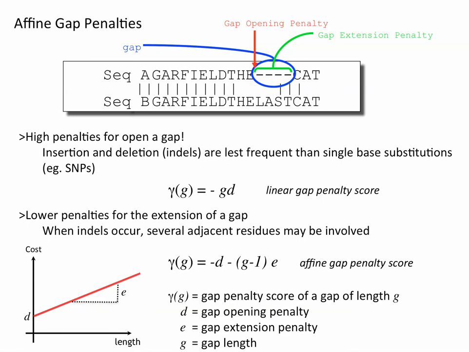Although a number of strategies have been proposed for penalizing gaps, the most common formulation, known as affine gap penalties, involves a fixed deduction for introducing a gap plus an additional deduction proportional to the length of the gap. This is a linear function of introducing a gap, and this is the affine gap penalty score. The rationale for this is that insertion and deletion events are rare, but when they occur, several adjacent residues may be involved. What does it mean?